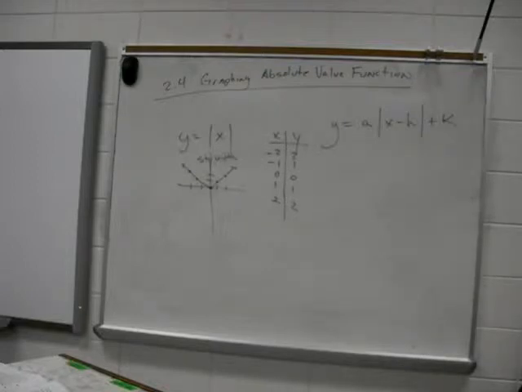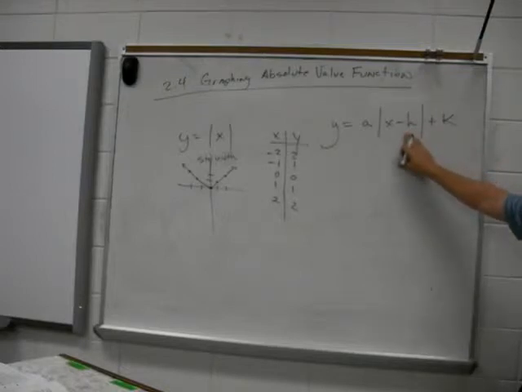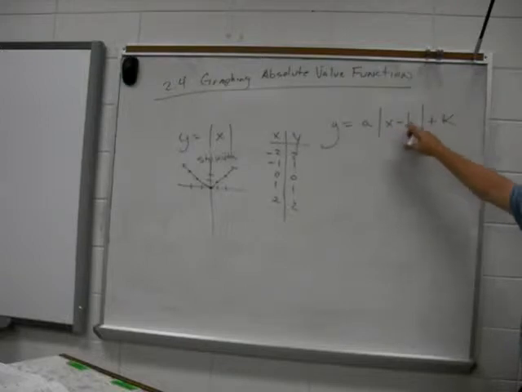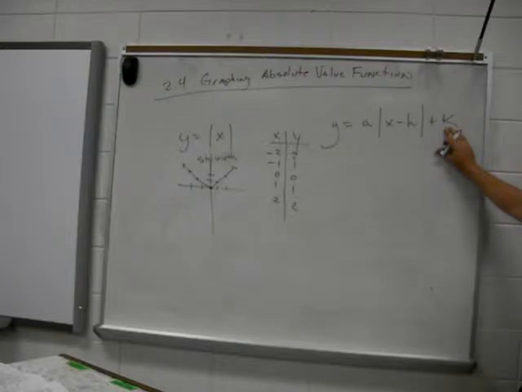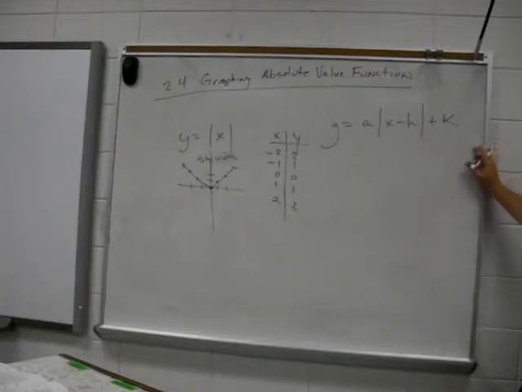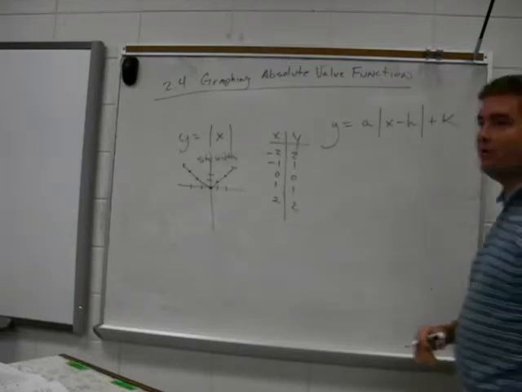A is a coefficient in front of the absolute value. It is a number. It can be written there, it cannot be written there. It might be 1, it might be understood to be there. It could be positive, it could be negative. We'll talk about that in a second. H is the number inside the absolute value symbol. Notice there's a negative in front of that. That'll be important in just a minute. K is the number that's written on the outside. Okay? Sometimes it's written in the front. We'll talk about that later. But this is the standard form of an absolute value. This is what we're going to use to graph from now on.